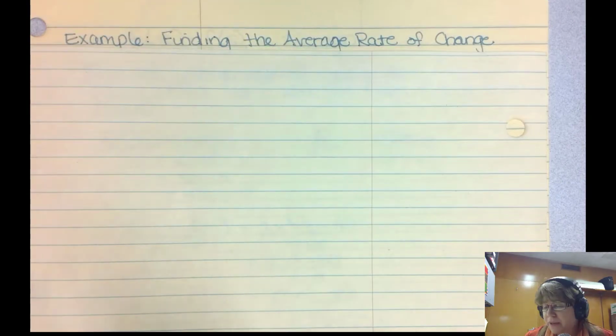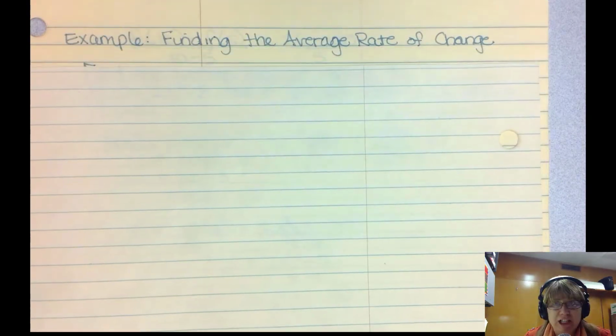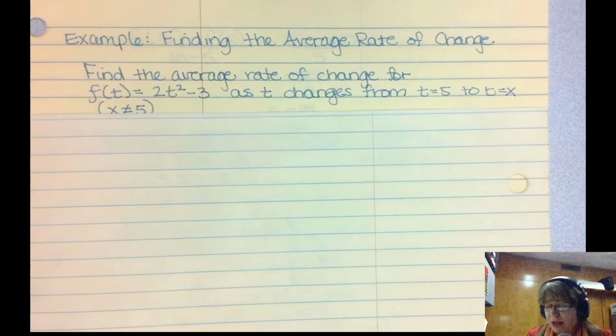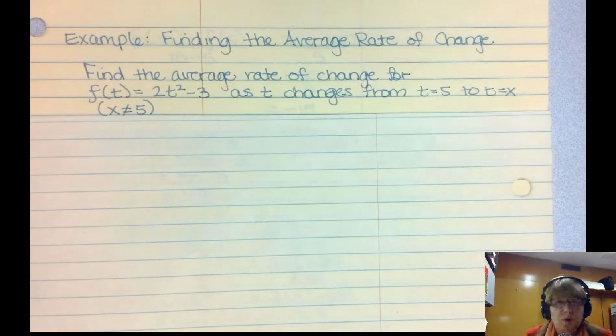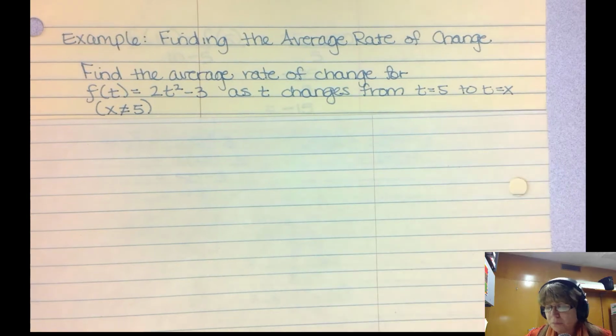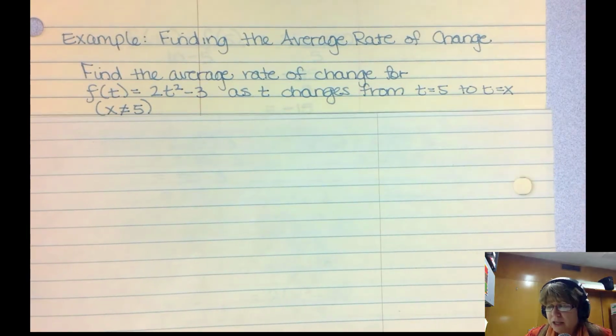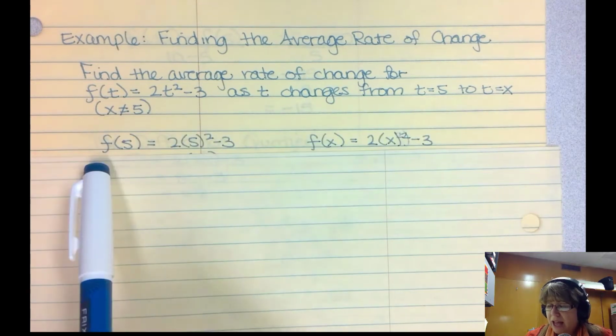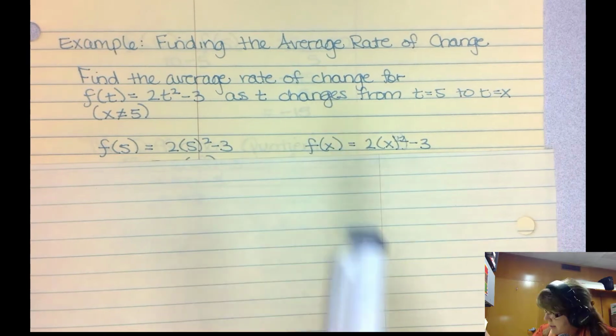All right, let's hit up another example for finding the average rate of change of a function. So let's find the average rate of change for the function f of t equals 2t squared minus 3, and t changes from 5 to x. And we don't want x to be 5 because that's boring. We already got 5. So x has to be more than 5. All right, so let's start plugging in our values that we need. We need to calculate f of 5, and we need to calculate f of x.